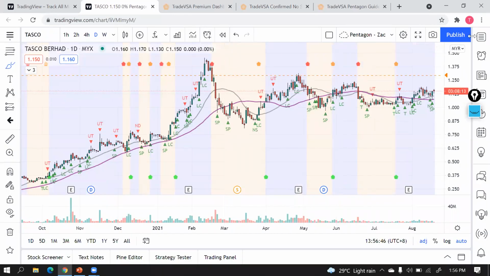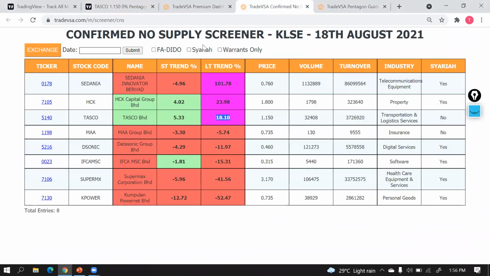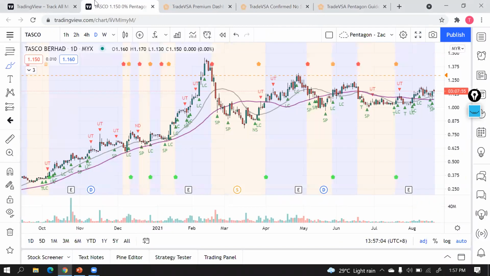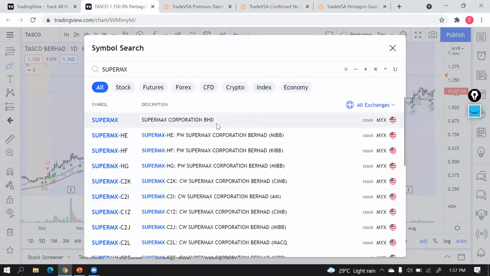I think we talked about this also yesterday during the masterclass session. So this is usually how I pick my stock, by using the screener. By looking over here, immediately I know already this one I'm not keen and interested. Even though there's NS. Okay, let's go to Supermax.